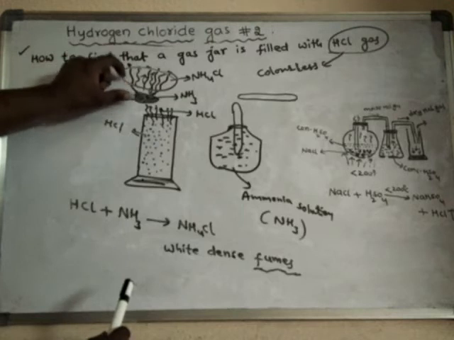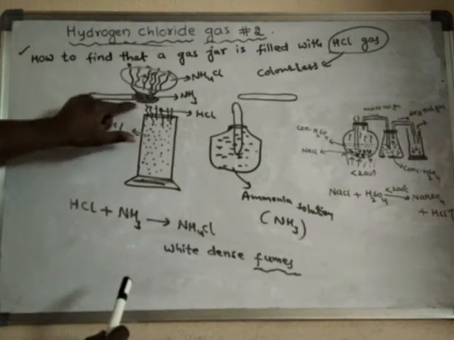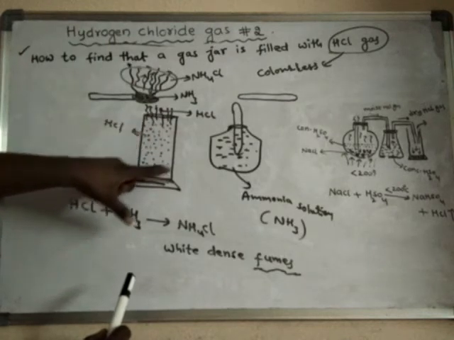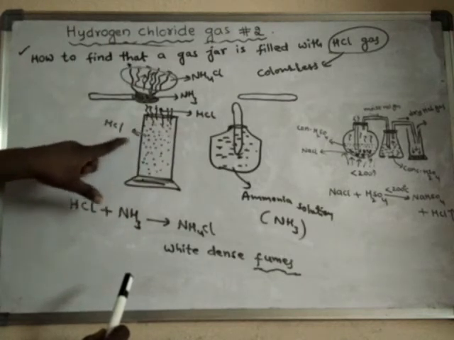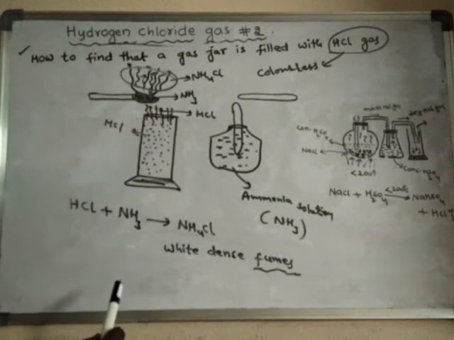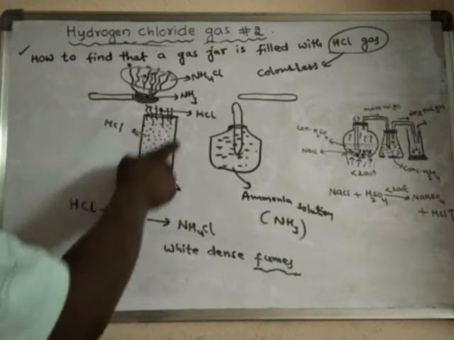If white dense fumes are formed around this glass rod, it indicates that the gas jar has which gas? The presence of HCl gas in the gas jar. Like this, we can detect or identify the presence of HCl gas.